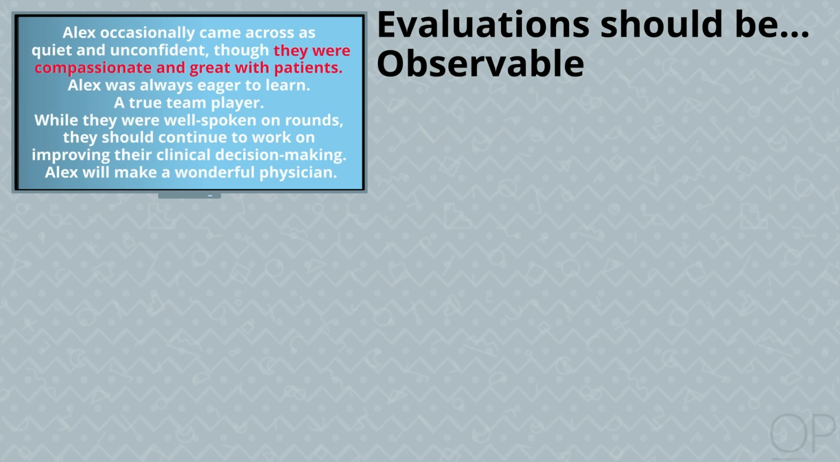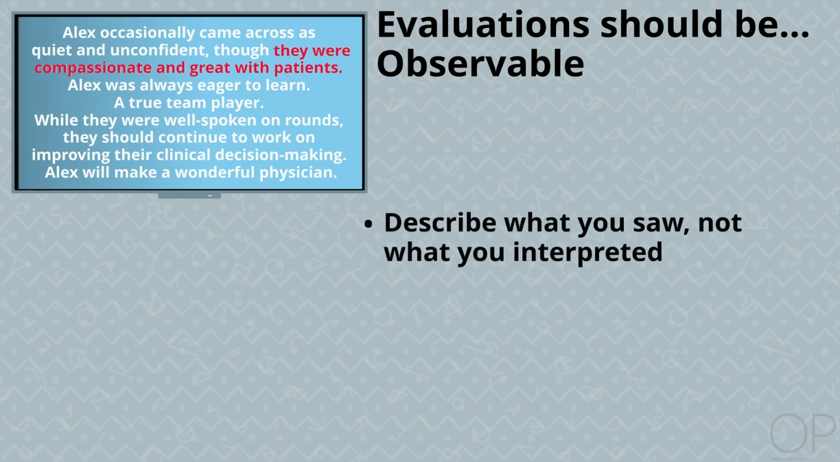You don't see compassion, but you see behaviors that you interpret as compassion. And these behaviors are viewed differently across gender, ethnicity, age, profession, and identity. So describe what you saw, not what you interpreted. If you want to include your interpretation, like compassionate, just be sure to also include the observed actions that led you to that interpretation. How can we change that statement into something observable?